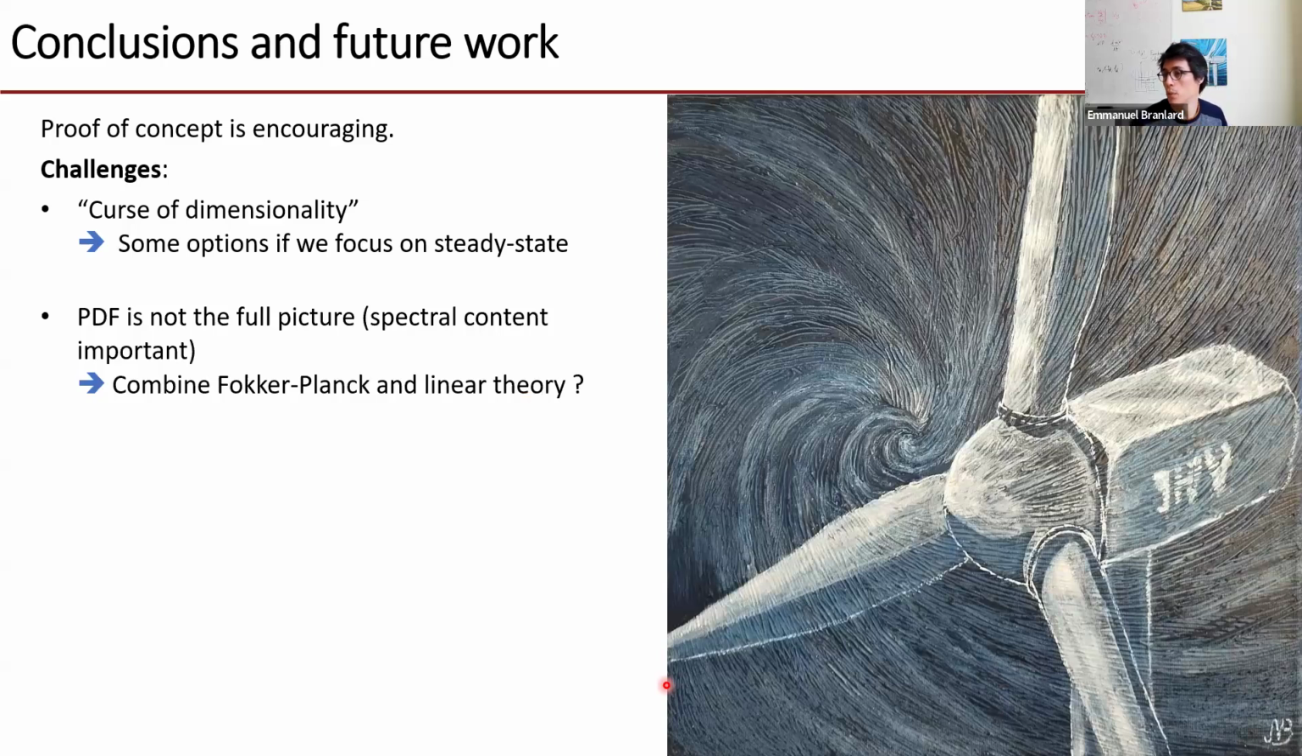The probability density function is probably not the full picture. If you want to understand fatigue, if you want to really get data that is important for, again, maybe operation and maintenance or for your design, the spectral content is important. So actually, linear theory gives us the spectral content. Fokker-Planck gives us the PDF. Can we find a way to figure out everything at once?